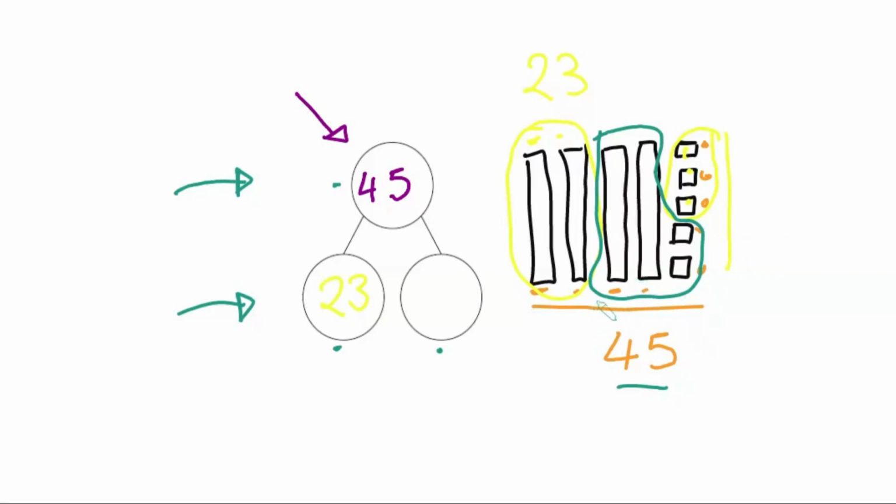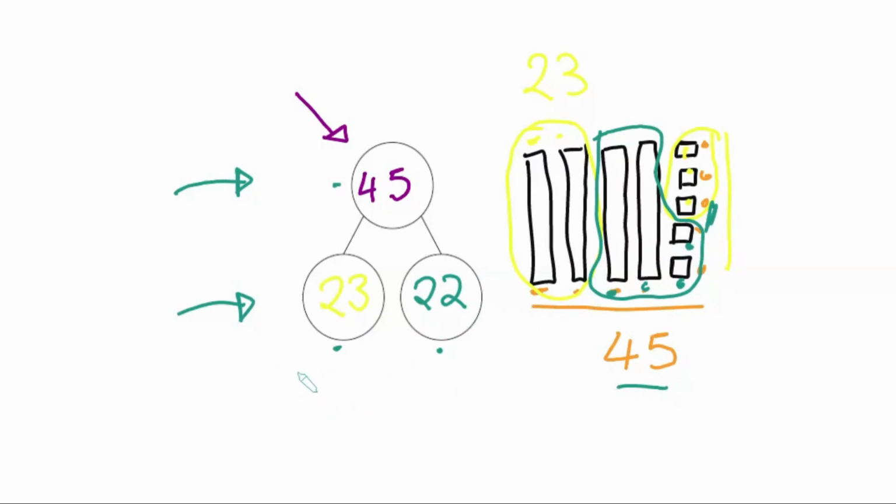How many is in the second group? 10, 20, 21, 22. Let's pop it in our part-whole model, number 22. And that's how we can also partition and break up our 1s as well.